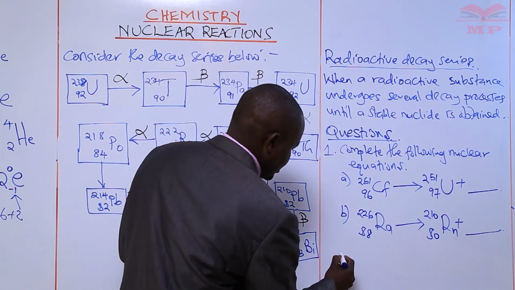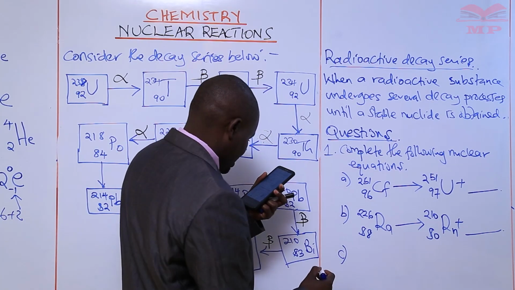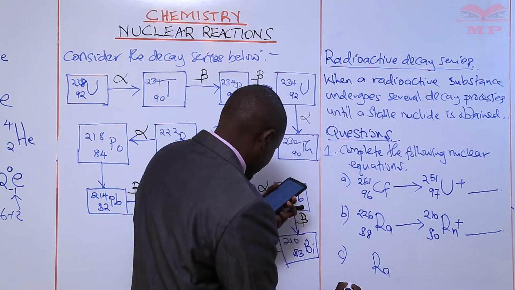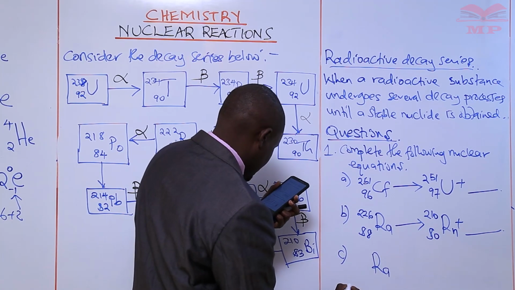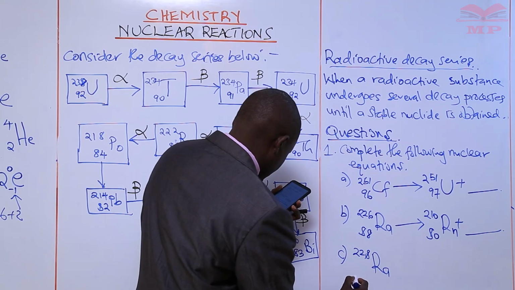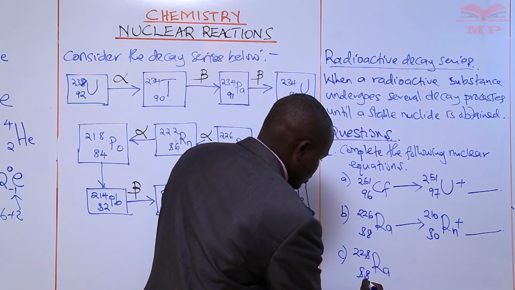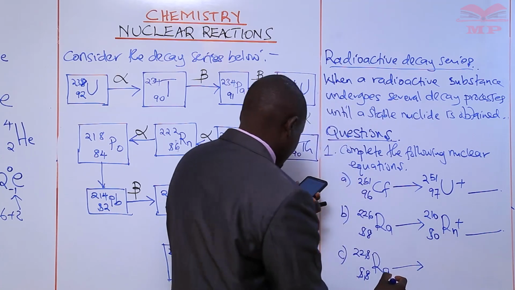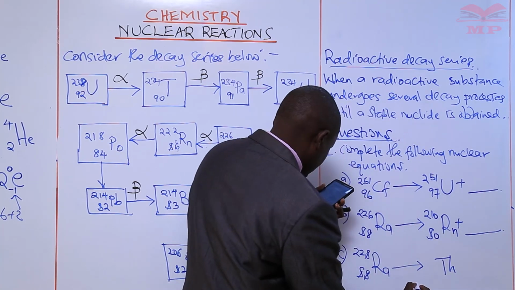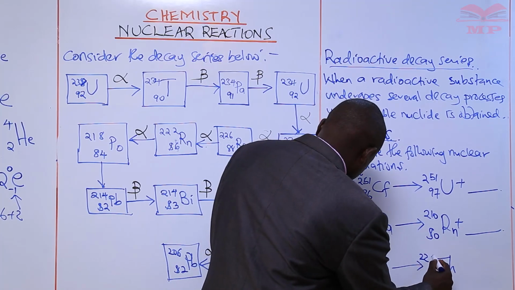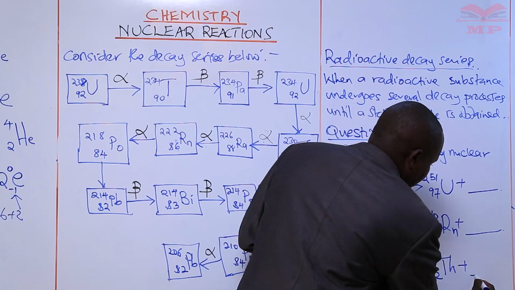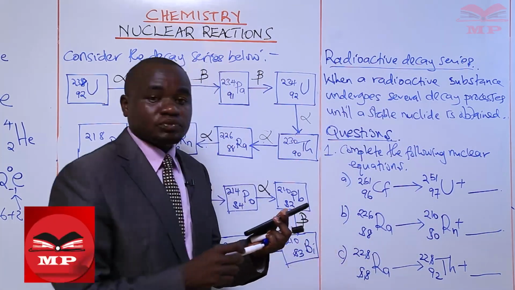And then lastly, you try this one. Part C, we have this one, decaying, mass number 228, atomic number 88, to produce a new nuclide represented by Th, mass number 228, atomic number 92. And then you find out which particle is released.